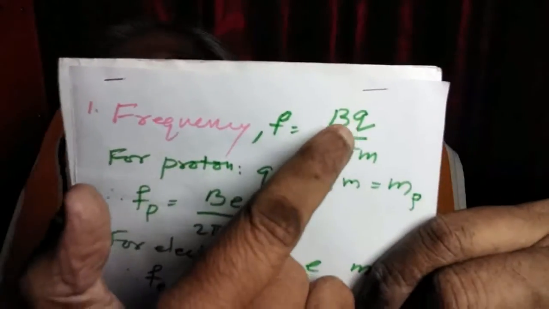Second question. A proton and an electron traveling along parallel paths enter a region of uniform magnetic field acting perpendicular to their paths. Which of them will move in a circular path with higher frequency? We know that the frequency with which a charged particle revolves in a circular path in a magnetic field is given by f equals BQ by 2 pi m.